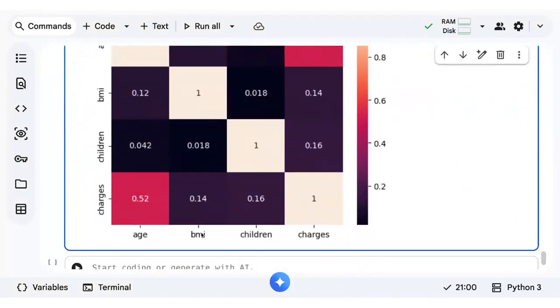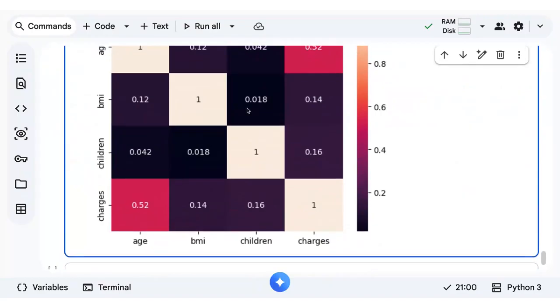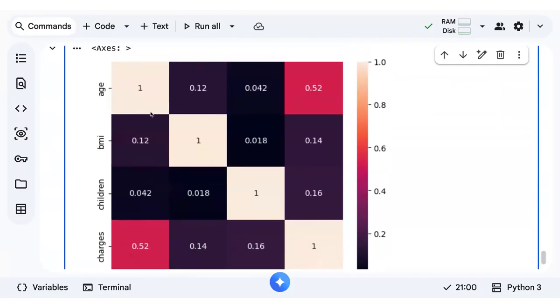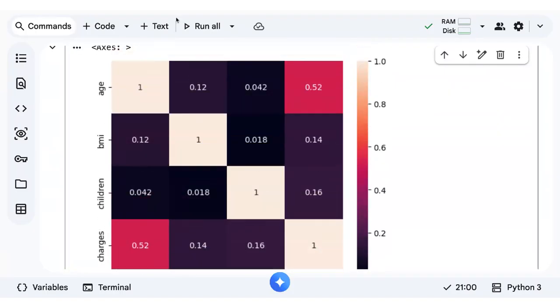BMI with children is very less. Age with children is less. Age with BMI is less. They're all unique features, no dependency. They're not related. Understood how to read a heat map?